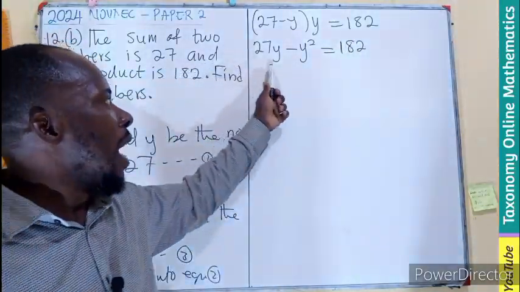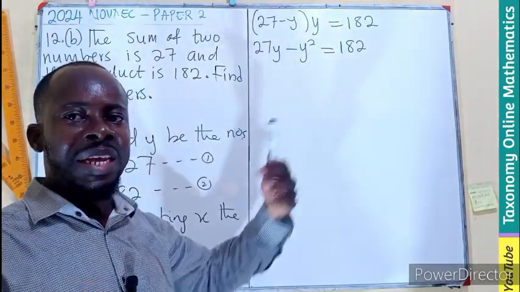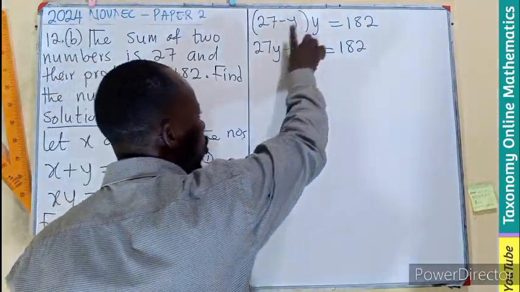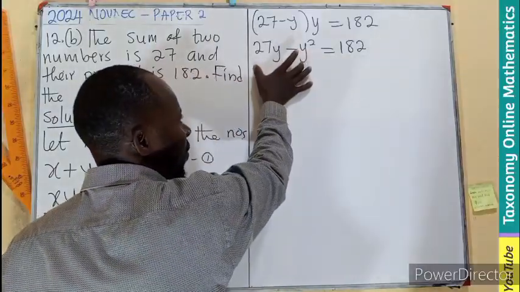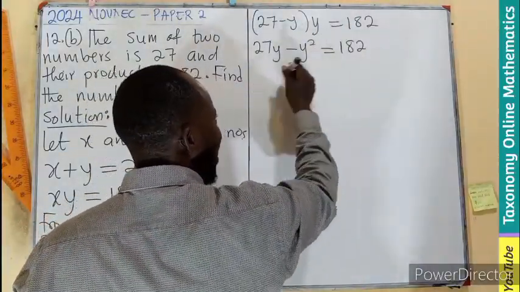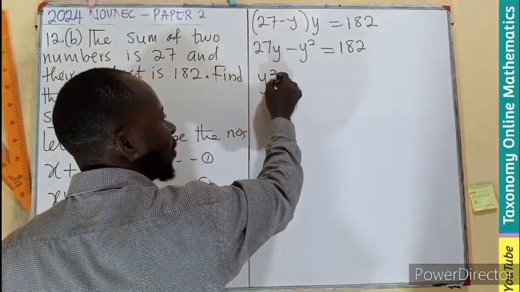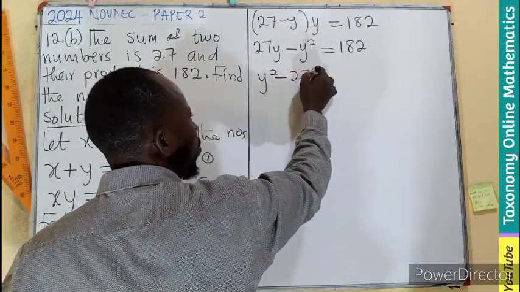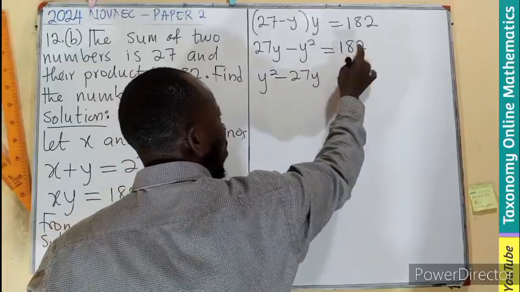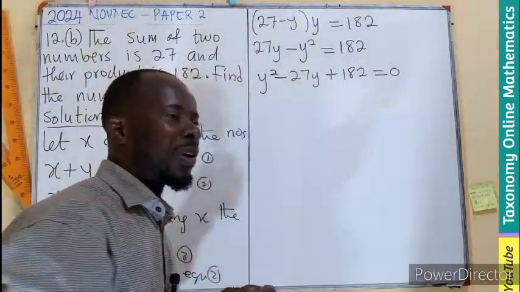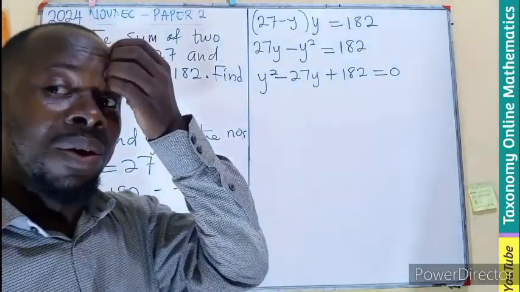Don't forget, y squared, a constant, is giving rise to a quadratic equation. So I am transposing all of this to the other side. Meaning when this negative goes there, it becomes positive y squared. Positive goes there, becomes negative 27y. This is already here as positive. So we maintain that equals 0. So this becomes a quadratic equation.